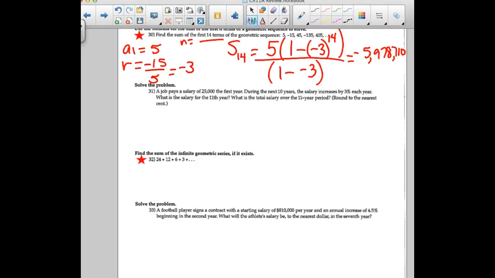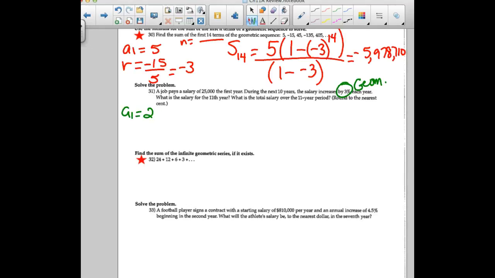Question 31 says a job that pays a salary of $25,000 the first year. During the next 10 years, the salary increases by 3% each year. That right there tells me it is geometric. What is the salary for the 11th year? And what is the total salary over all 11 years?